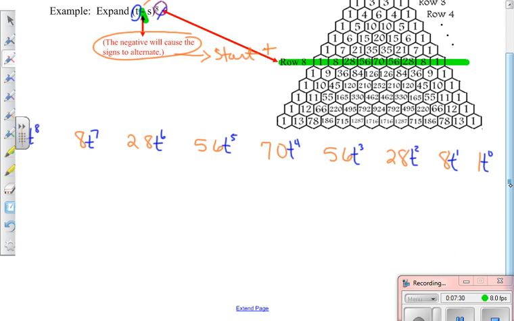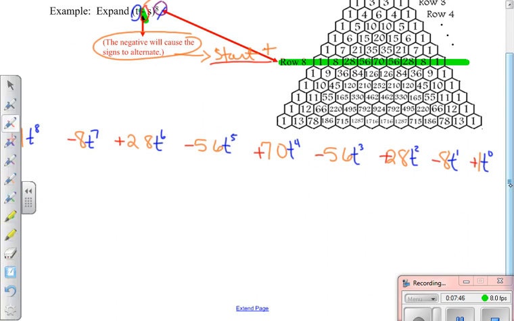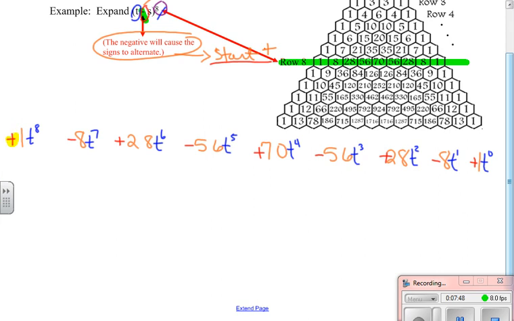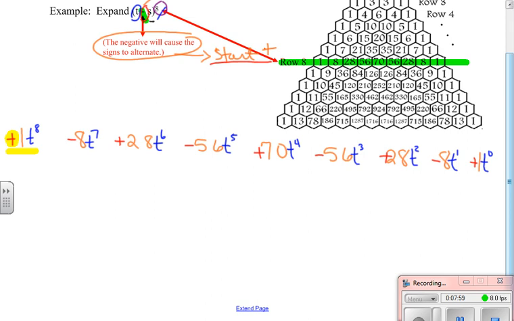My signs, I should have done that. Start positive. That means this one right here is positive, negative, positive, negative, positive, negative, positive, negative, positive. Lots of kids make a mistake and don't start literally with the first term. Then I need to take my second term, which happens to be s, and I start at 0 and I go up.